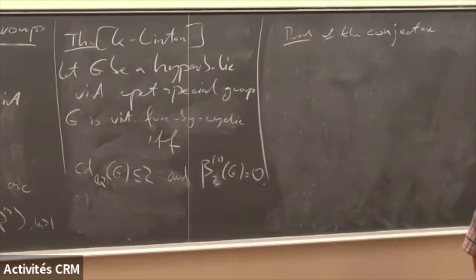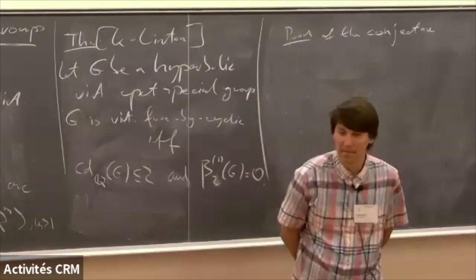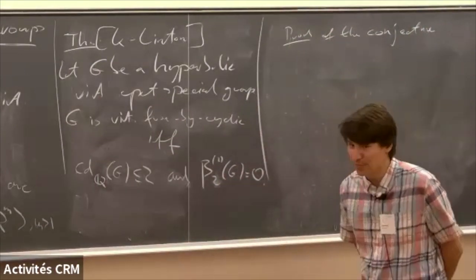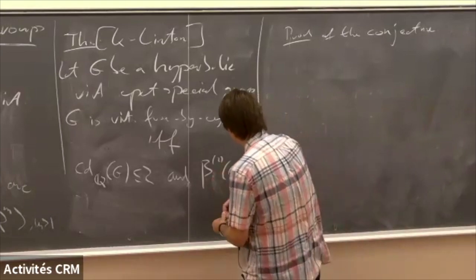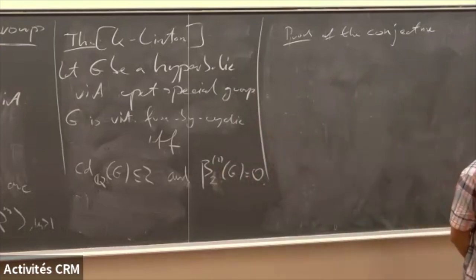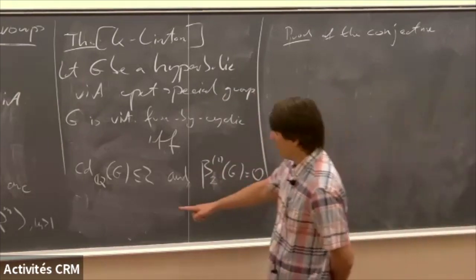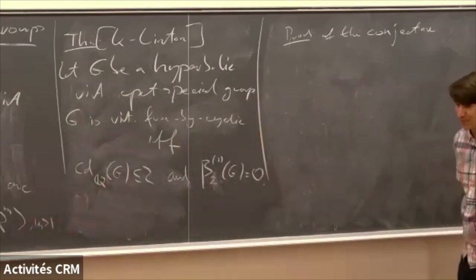So when you say free-by-cyclic, you allow the free group to be finitely generated? Yes. So what's wrong with the second group? There's nothing wrong with the second group. It is free-by-cyclic. For example, the Betti number? The second one is 2.